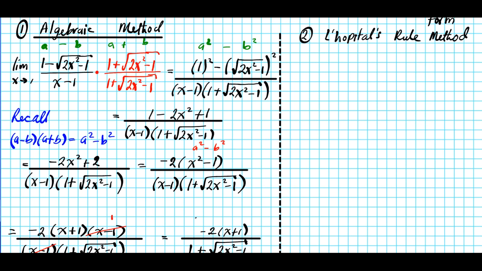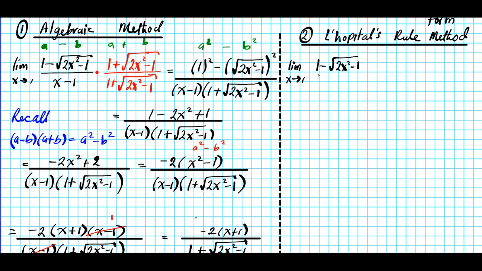So the question is, when can you use L'Hopital's rule? You can't just use L'Hopital's rule for any problem. You have to have an indeterminate limit, a limit of an indeterminate form, in order for you to be able to apply L'Hopital's rule. Okay? So what is L'Hopital's rule?